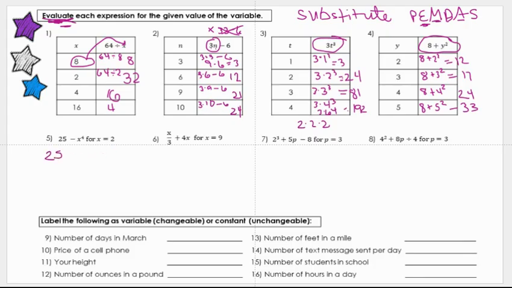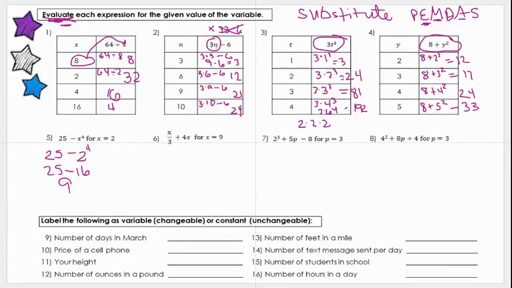25 minus x to the 4th power if x is 2. So 2 to the 4th power. 25 minus, and 2 to the 4th power is 16. And 25 minus 16 is 9.